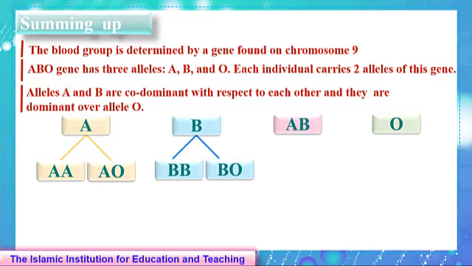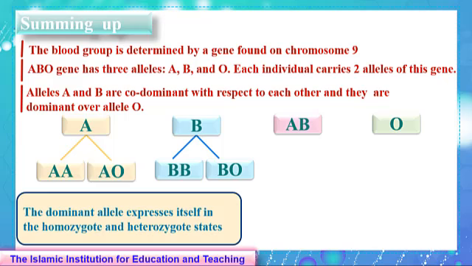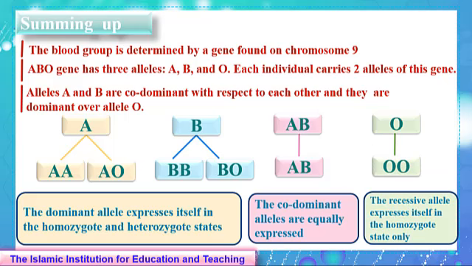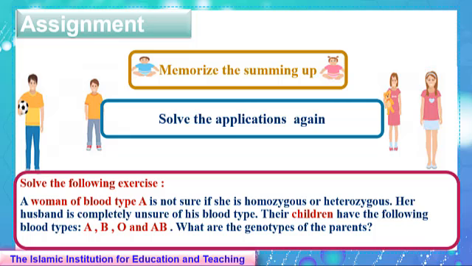The genotypes of blood type B can be BB or BO, since the dominant allele expresses itself in the homozygote and heterozygote states. The genotype of blood type AB is only AB, since the codominant alleles are equally expressed in the phenotype. The genotype of blood type O is only OO, since the recessive allele expresses itself in the homozygote state only. And finally comes the assignment.